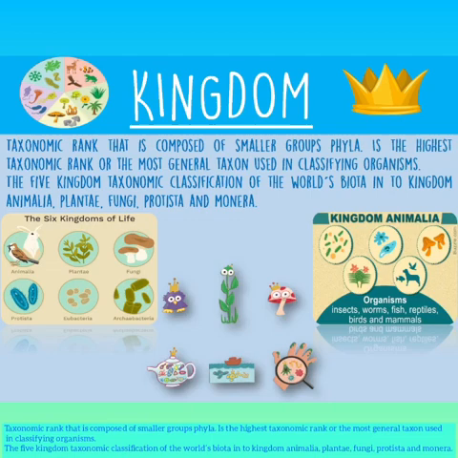Kingdom. Taxonomic rank that is composed of smaller groups, phyla. It is the highest taxonomic rank, or the most general taxon, used in classifying organisms. The five kingdom taxonomic classification of the world is Animalia, Plantae, Fungi, Protista, and Monera.